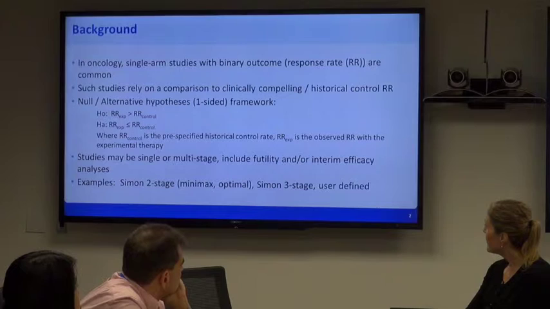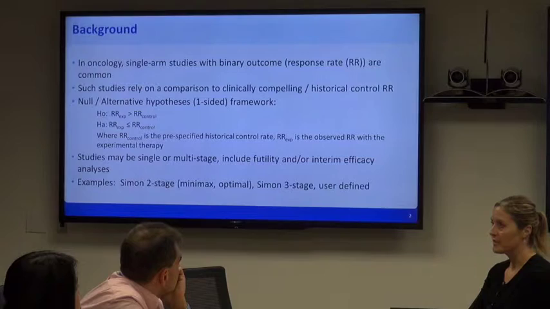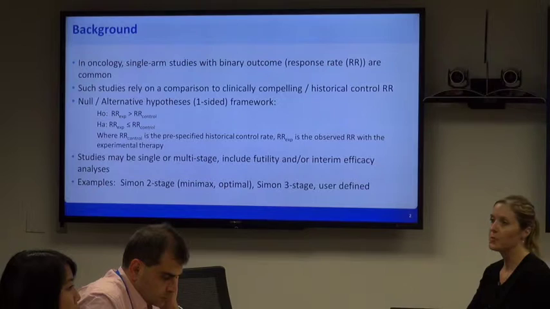The study could be multi-stage or single stage, and it could include futility or interim efficacy analyses. Some common examples are the Simon two-stage, which I think we've probably all seen, the Simon three-stage, and I think there's probably a Simon N-stage somewhere out there in the world. And they could be user-defined. You don't have to use a fixed off-the-shelf design. You could use whatever suits your needs for the particular trial.